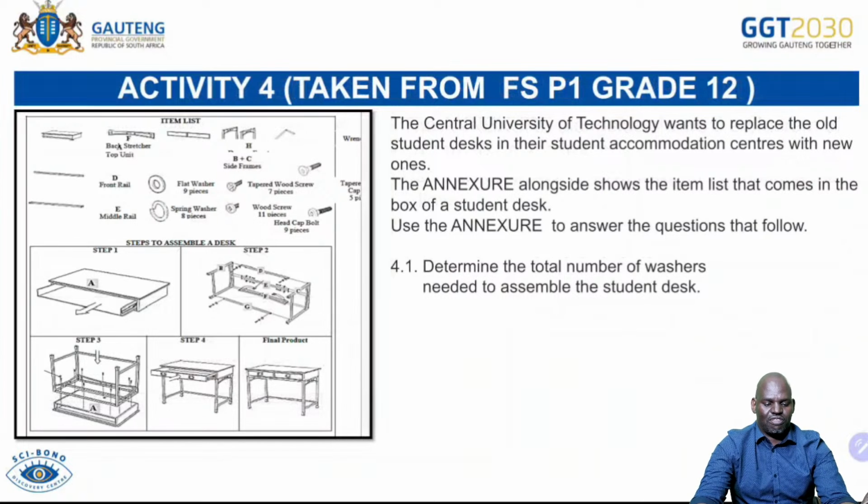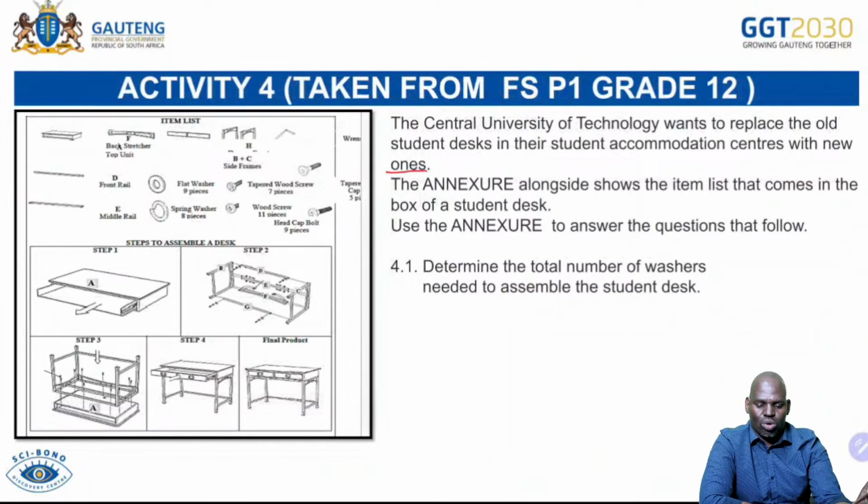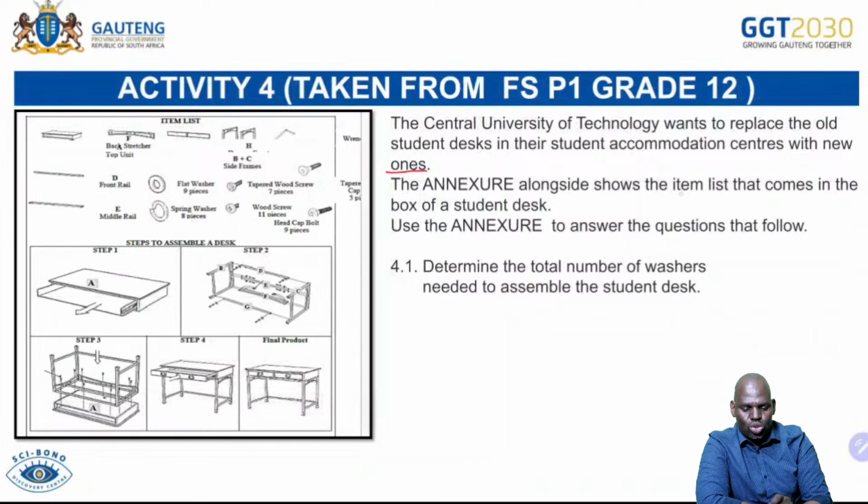Okay, then activity 4, which is taken from Free State Paper 1. That was a prelim paper. The Central University of Technology wants to replace the old student desks in their student accommodation centers with new ones. The annexure alongside shows the item list that comes in the box of a student desk. Use the annexure to answer the questions that follow.